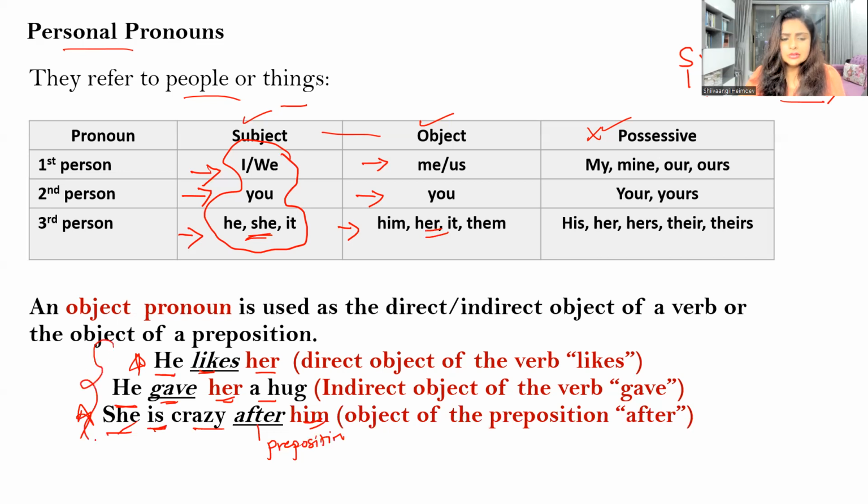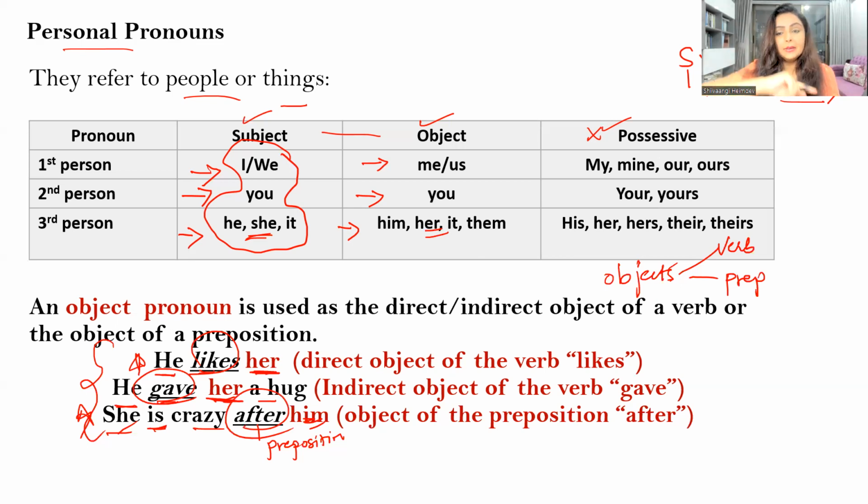Okay. Now, just observe these three statements. What do you see? What do you uncover? You see that the object pronouns her, him, they are what? They are objects. They are the objects of what? Either the verb, so like gave is the verb, or the preposition. After is a preposition. Okay. So any pronoun that comes after the verb or after the preposition is an object pronoun.